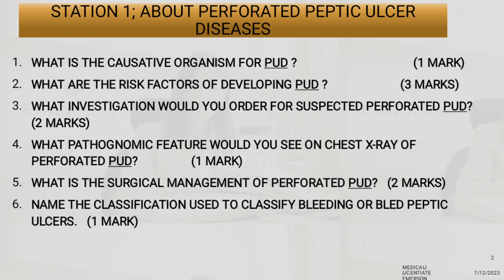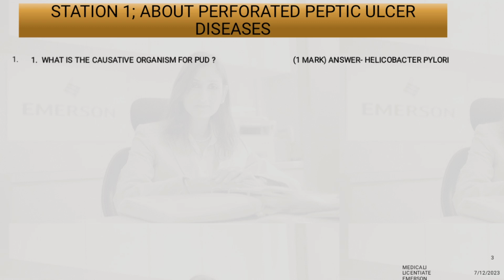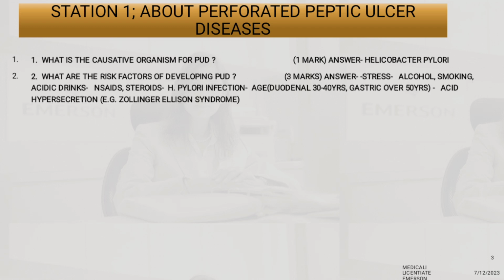So these are the questions. So here the answers are. So what is the causative organism? So the causative organism is Helicobacter pylori. Then the risk factors, we have stress, alcohol, smoking, acidic drinks, NSAIDs, steroids, and also a Helicobacter pylori infection.